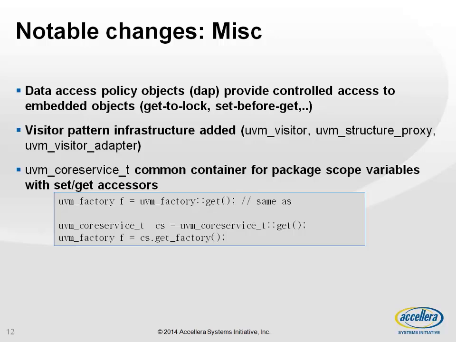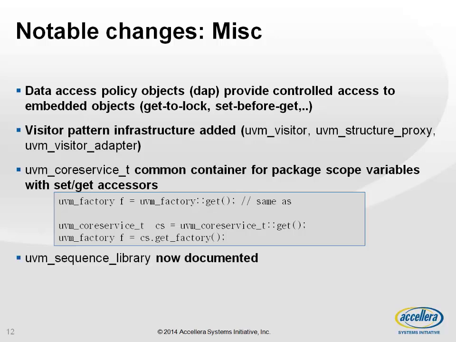UVM core service has been introduced. UVM core service is a common container for a lot of variables which so far were dangling around in the UVM PKG namespace. All of that moved into a container on its own, giving you the ability to override the getting of certain things, the setting of certain things, the overriding of certain things. That is all now captured in UVM core service. You can think of it like a mini factory for core UVM components.